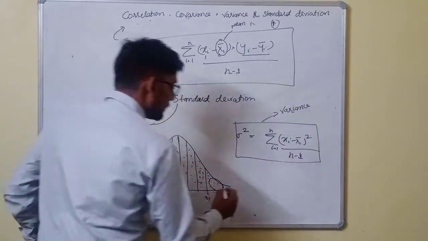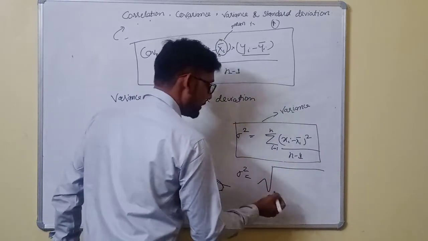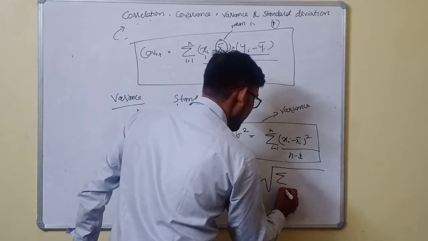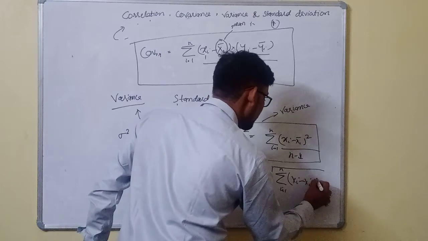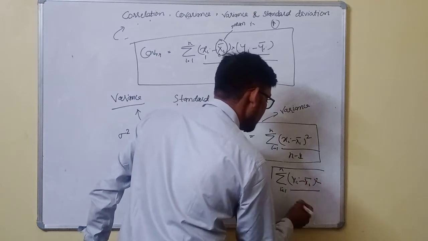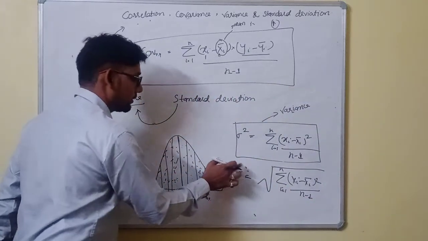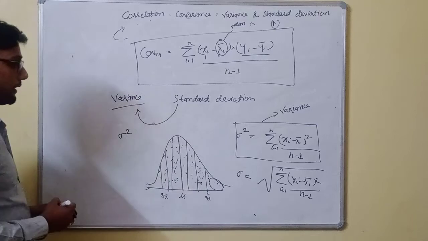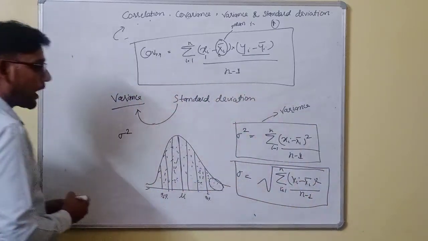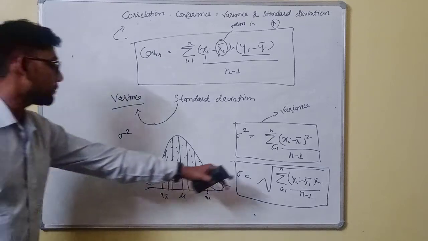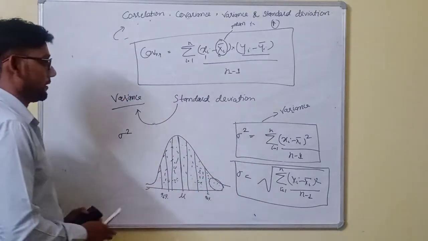Now what is the standard deviation? This is simple. It is the square root of the variance. It means the square root of the summation of i equals 1 to n of (xi minus x bar) whole square, divided by n minus 1. So this is the standard deviation, denoted by sigma. This is the formula of standard deviation. Why do we use it? We use it for measuring the distribution of the points from the mean. That's it.